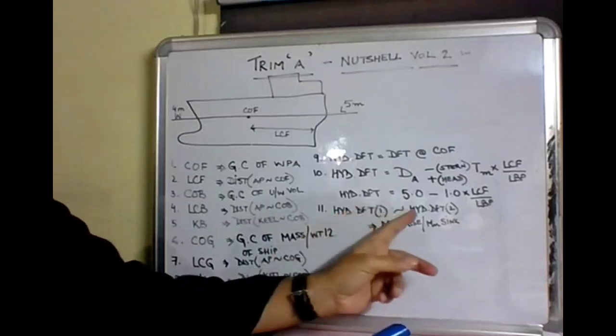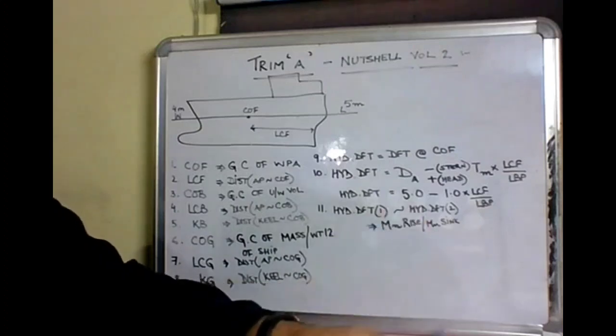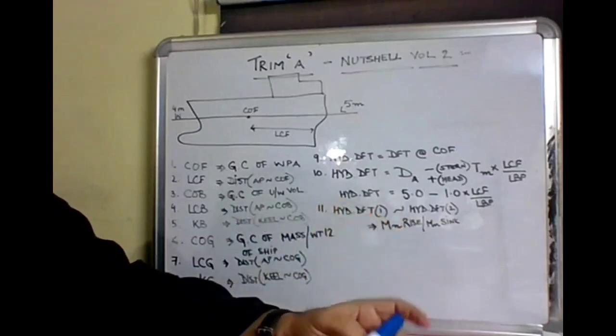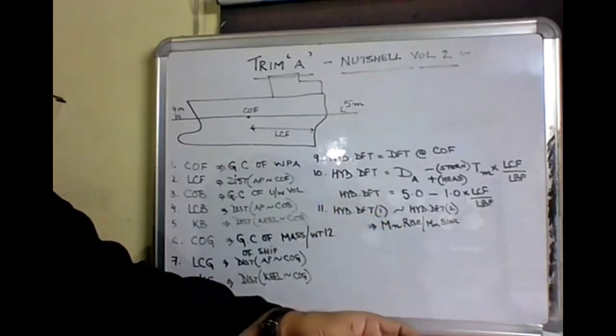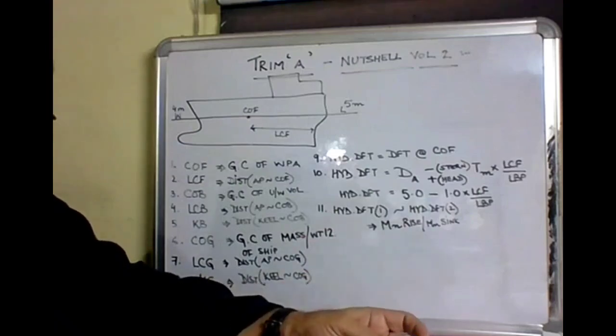It is a difference of the two hydrostatic drafts which give you a mean rise or a mean sinkage. That's all. A difference of the two hydrostatic drafts is what I get: a change of draft at the center of rotation. Okay, sir.